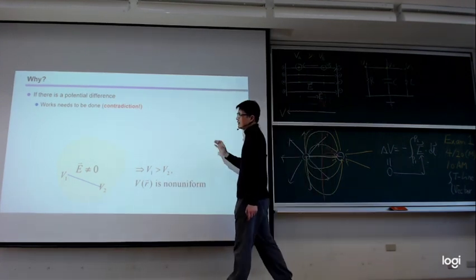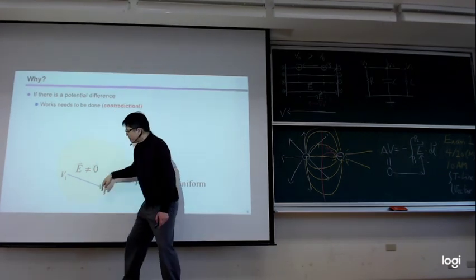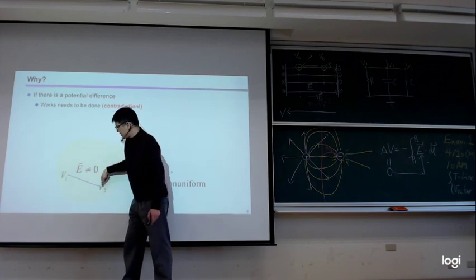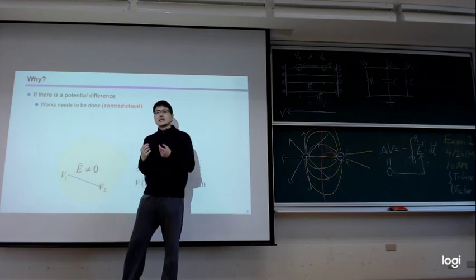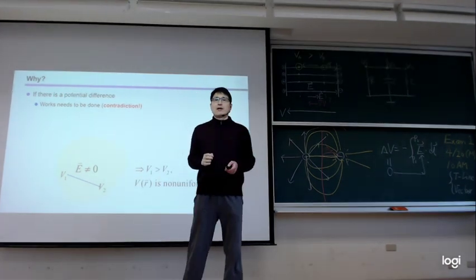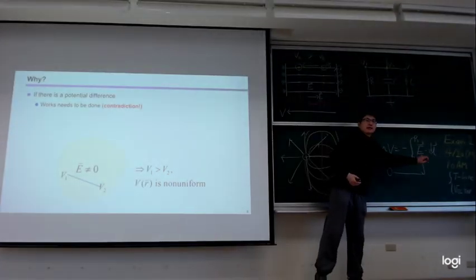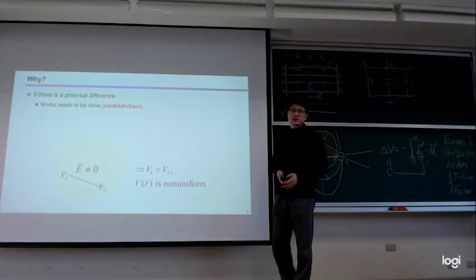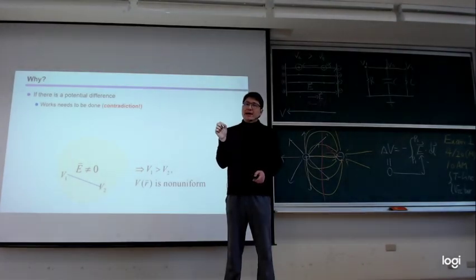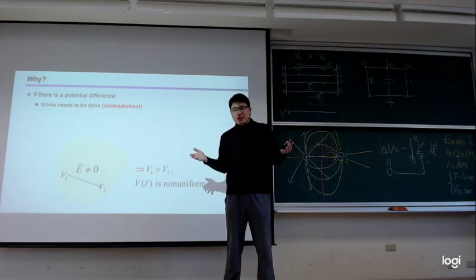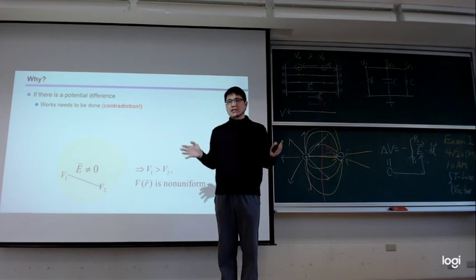If within the metal I have 2 points, and somehow they don't have the same potential. If they don't have the same potential, that means I have E-field distribution. Okay? If I have E-field distribution, I have potential difference. What is going to happen for conductors?